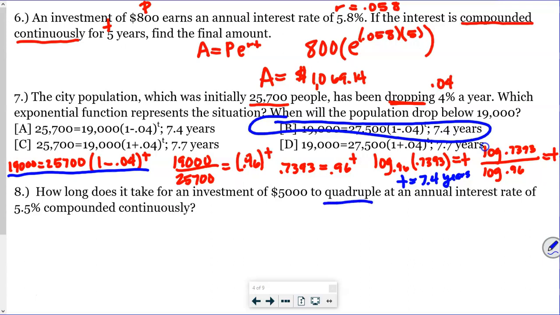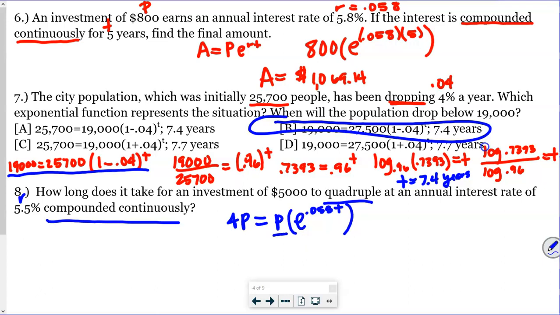All right, the next one says, how long does it take for an investment of $5,000 to quadruple at an annual rate of 5.5, that's our R, compounded continuously? Okay, so this one we're going to say 4 times our initial amount equals our amount, and then we're going to do e to the 0.055 t power, right? Okay, do y'all remember this?